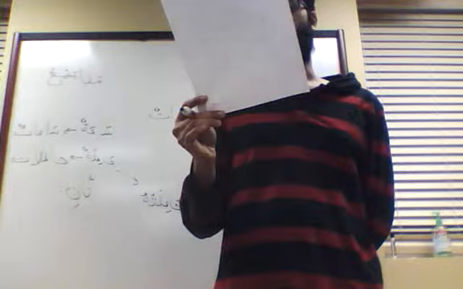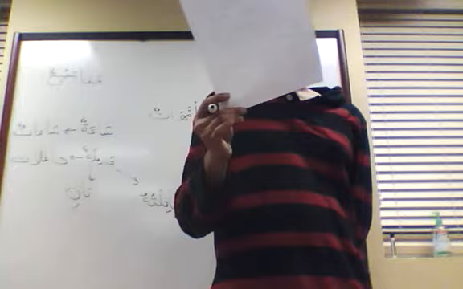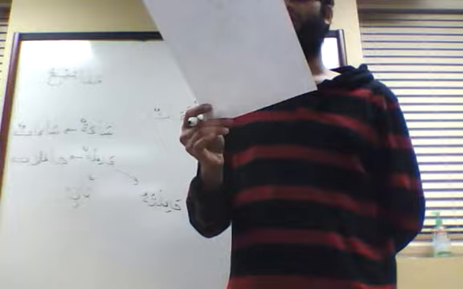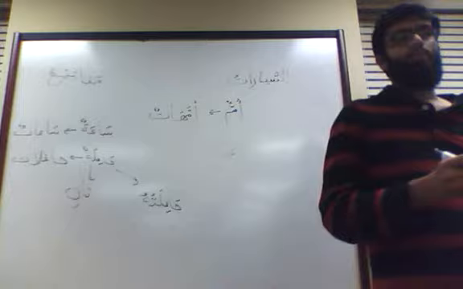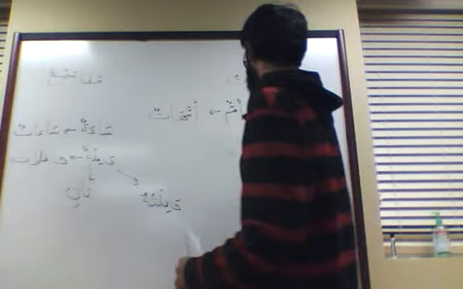So do the one under the English word for key. Ismun. What does it mean? Name. Okay, or noun. What's the plural of ismun? The pattern is af'alu.